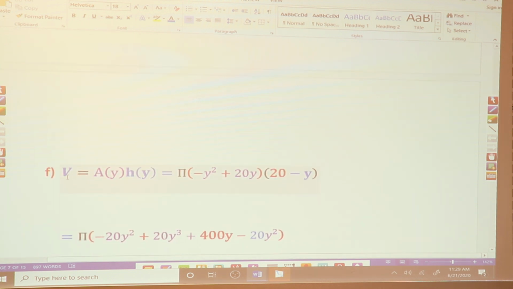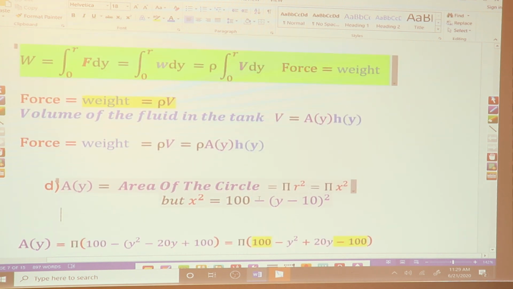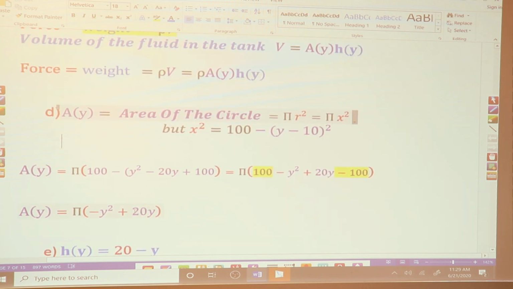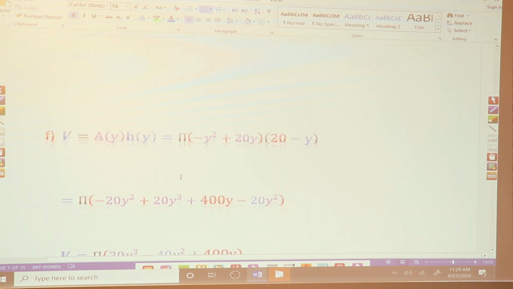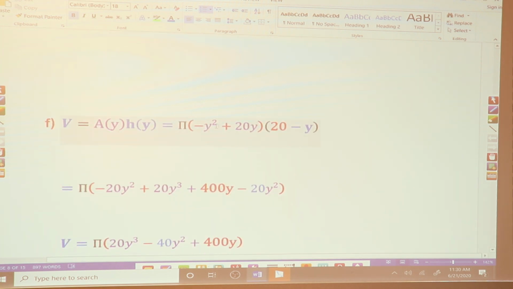Now the volume: define A of y, right? A of y is pi times 10 minus y squared, which is here. And h of y is here. Let me highlight. Then we have the volume, A of y times h of y, which is this one. Now you have to multiply this by this, FOIL it again.